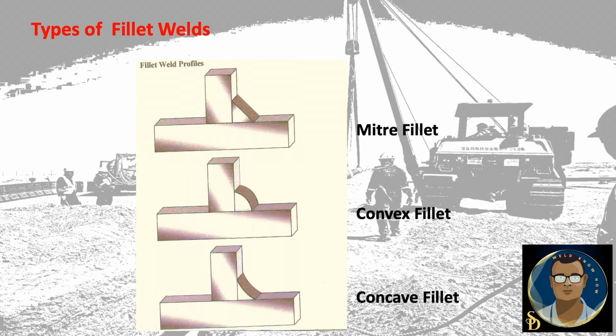Types of fillet weld: miter fillet, convex fillet and concave fillet. The miter fillet is a theoretical fillet. It will be in the drawing, in the design. In the practical field, it is not possible to make a miter fillet. If we are welding with manual arc welding or TIG welding, the weld will be convex type. That means in the center the weld deposition will be more, and at the toe it will be less. If you use machine welding like SAW or automatic flux-cored welding, the center deposition will be less and at the toe the leg length will be more. So it is called concave.